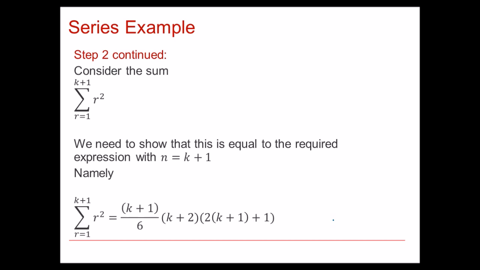In other words, we need to show that the sum of r squared from r equals 1 to k plus 1 could be written as k plus 1 over 6 times k plus 2 times 2 lots of k plus 1 plus 1. In other words, we've replaced all the k's with k plus 1's. So we've got to show that the formula will still hold for k plus 1.